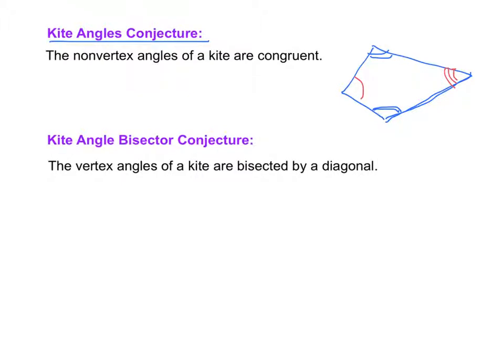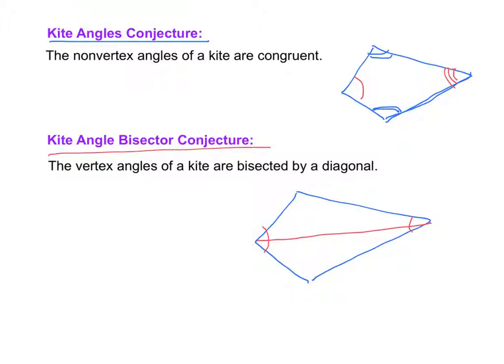And then our next conjecture, the Kite Angle Bisector Conjecture, says that the vertex angles of a kite are bisected by a diagonal. So we have this diagonal, and it is going to bisect these angles. You can think of it sort of as if you had two isosceles triangles, and then we know that the angle bisector here is going to be also the altitude and the median, which would translate to a diagonal in a quadrilateral.